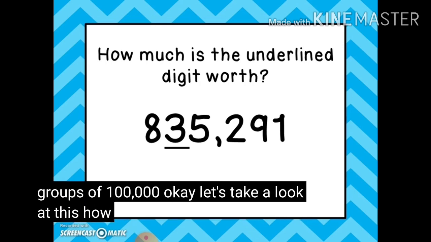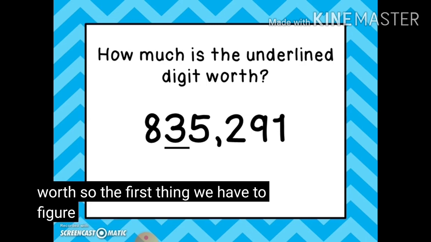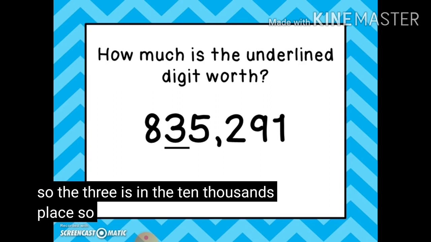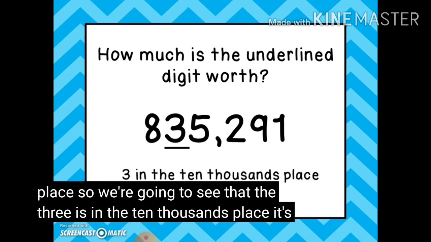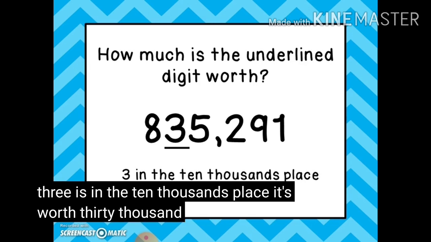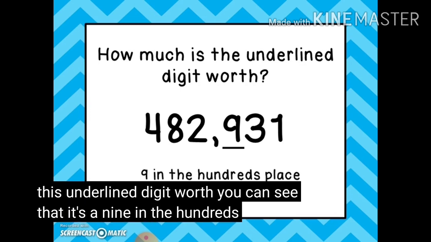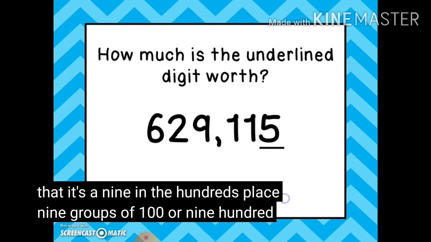Okay, let's take a look at this. How much is the underlined digit worth? So the first thing we have to figure out is what place is underlined. So the 3 is in the 10,000s place. It's worth 30,000. Okay, how much is this underlined digit worth? You can see that it's a 9 in the hundreds place. 9 groups of 100, or 900.